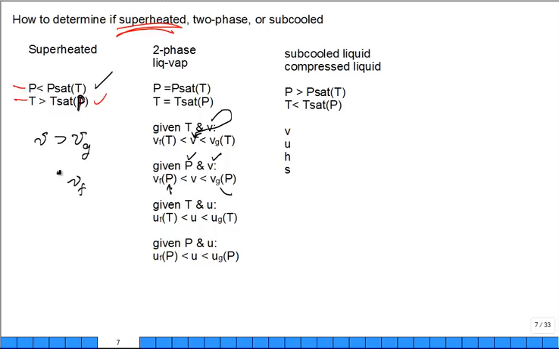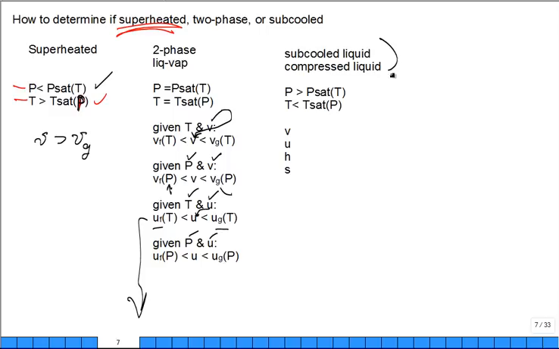You're superheated. Same here. Temperature and internal energy. Check to see if U is between U sub F and U sub G. And pressure and internal energy, and the list could be made a lot longer. But typically you're given pressure or temperature and another property.